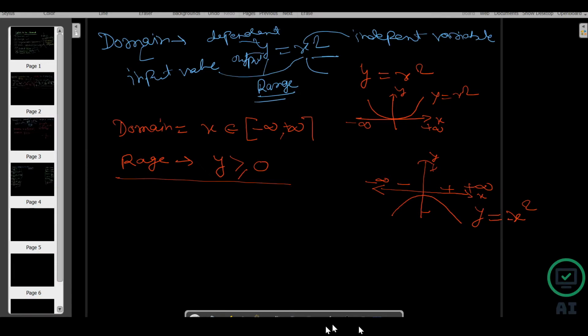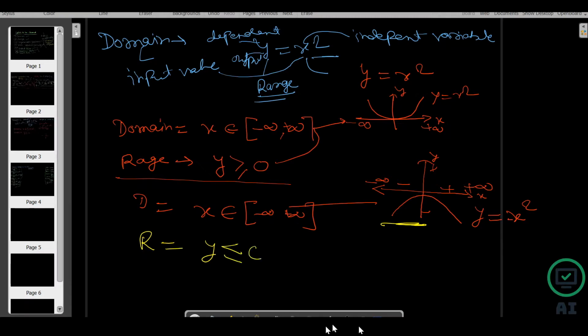So if you see here, the domain of this function is x belonging to minus infinity to plus infinity. But what is the range of this function? The range here, if you see, y will always be less than or equal to 0, no matter what value you put for x. The output will always be less than or equal to 0. You can see it here on the y side. So I hope you have understood the meaning of domain and range and how to calculate it.